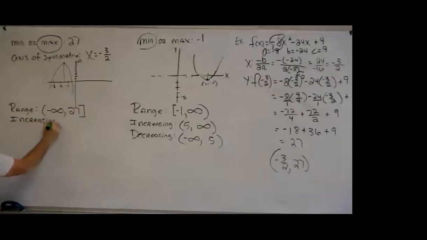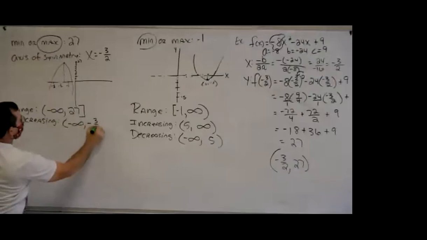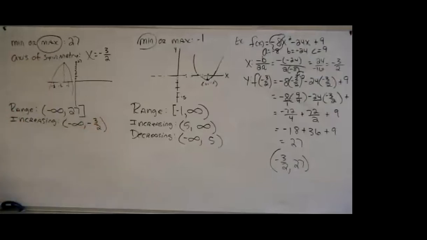Increase. Well, it's got a maximum, so it's increasing on the left side of the parabola and then decreasing on the right side. So it's coming in from negative infinity. My graph is increasing until I get to this x value right here, which was negative 3/2. And remember, these always use curves on increasing and decreasing, okay? So remember, I looked at the y values for the range, I'm looking at the x values for the increasing and decreasing. And even if you're looking at domain, you would use those x's, okay?